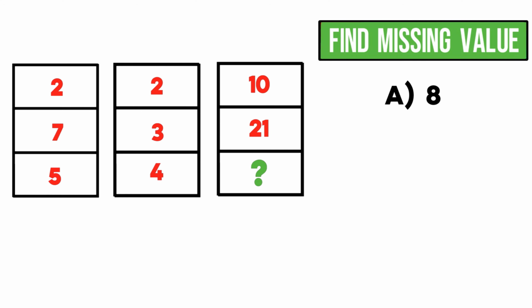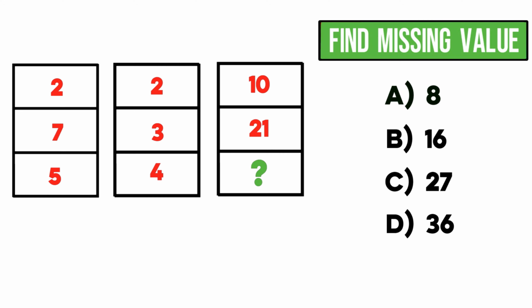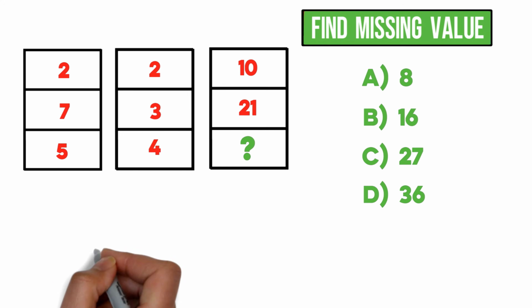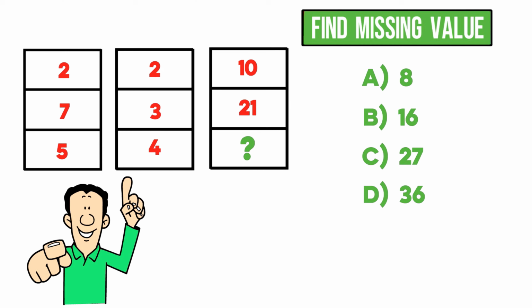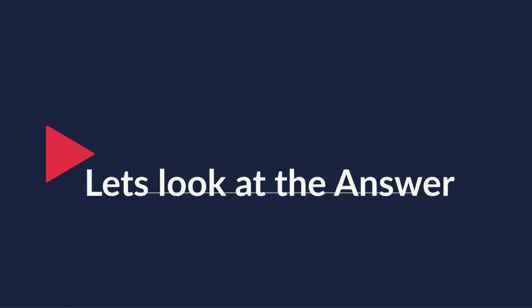You have 4 choices to choose from. Choice A, 8. Choice B, 16. Choice C, 27. And choice D, 36. Do you think you can recognize the missing value? Give yourself 5 to 10 seconds to see if you can come up with the answer. Did you figure out the solution?